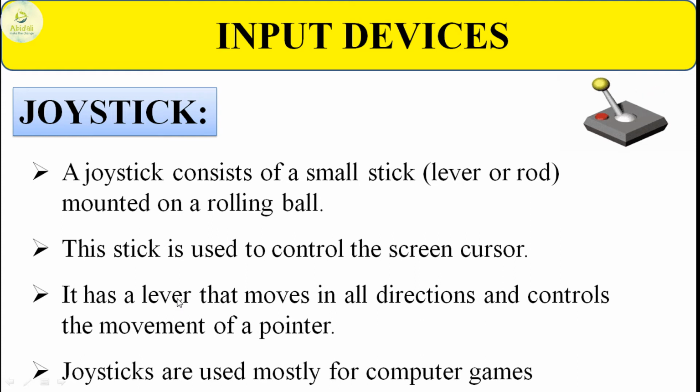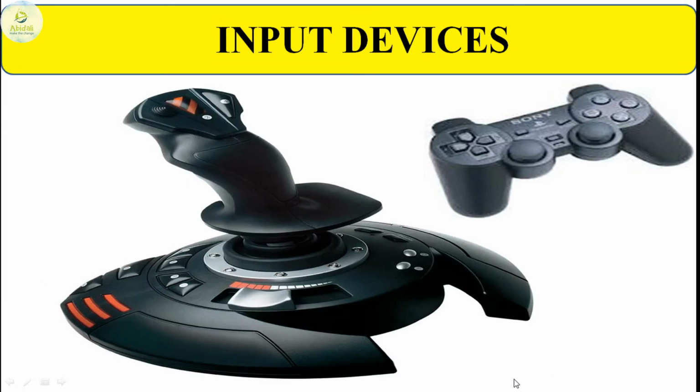So it has a lever that moves in all directions, all 360 degrees, and controls the movement of a pointer. Wherever you want to move, that control is detected by the joystick lever. The joystick usually plays an important role in computer games where you need to rotate 360 degrees while you are playing the games.